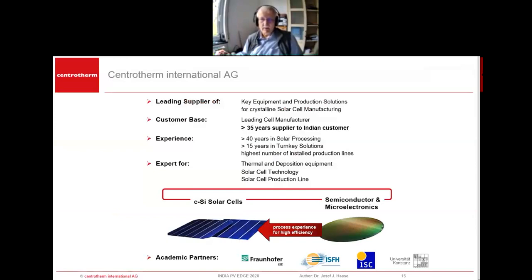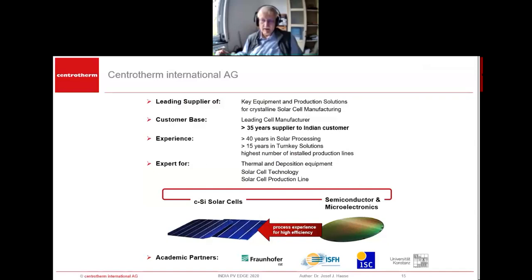Centrotherm is a leading supplier in the solar cell equipment and production solutions for crystalline solar cells. We are active in India for more than 35 years, supplying our customers in the semiconductor and solar industry. Our experience in solar is more than 40 years, and in turnkey solutions, more than 15 years. And we have a high number of installed production lines and equipment. We have about 1,500 furnaces for PECVD and about 1,000 furnaces for diffusion out there in the market. And we are the expert for thermal and deposition equipment for solar cell technology and solar cell production lines.